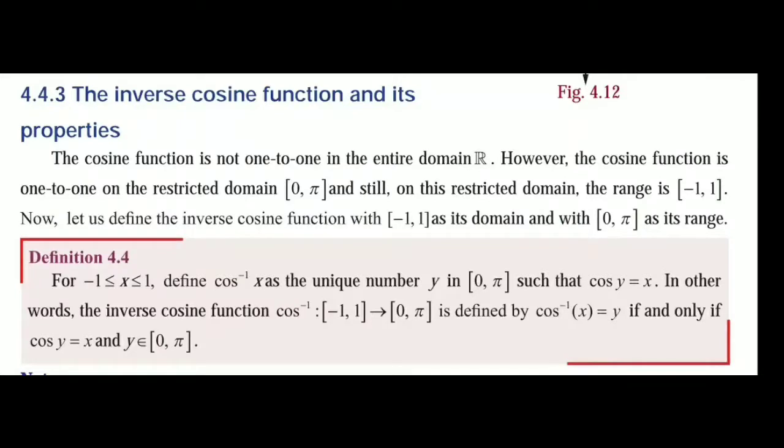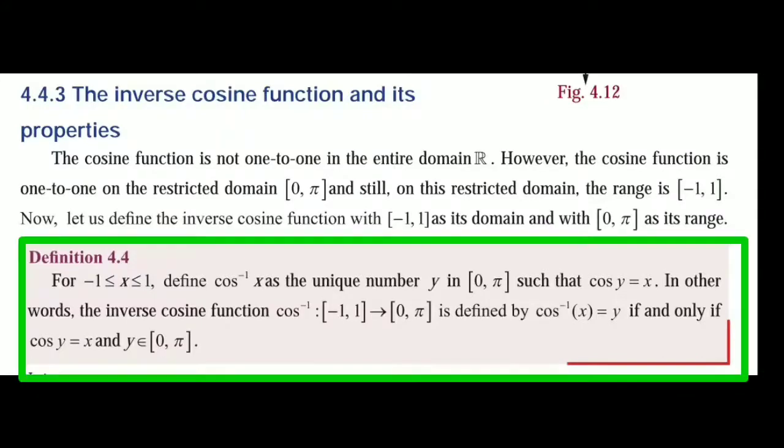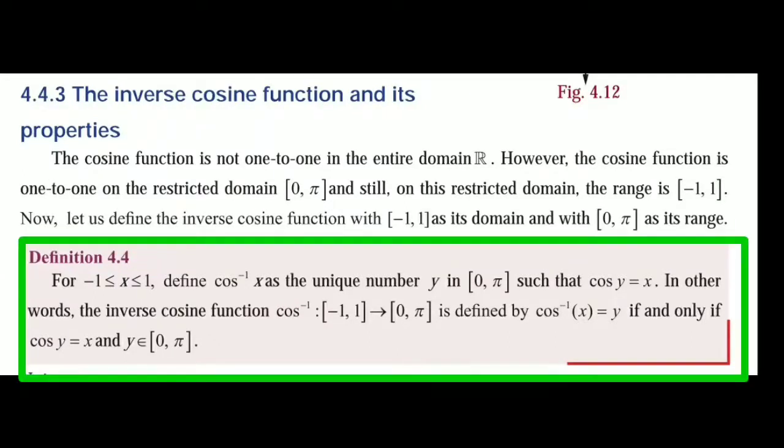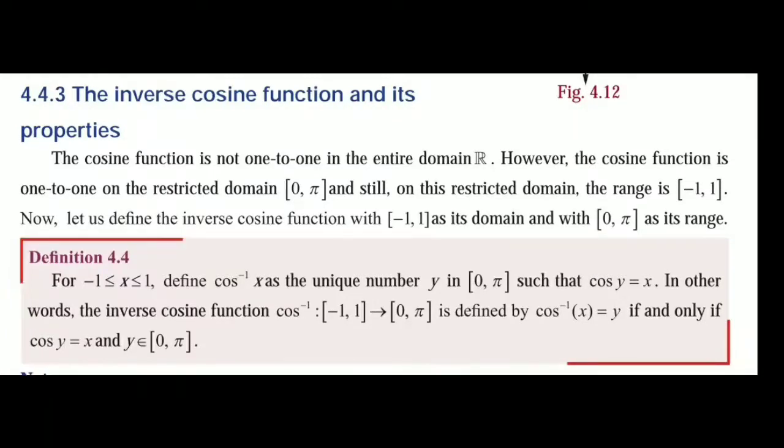Now let us define the inverse cosine function with closed interval [-1, 1] as its domain and closed interval [0, pi] as its range. Definition 4.4. For -1 ≤ x ≤ 1, define cos inverse x as the unique number y in closed interval [0, pi] such that cos y is equal to x.